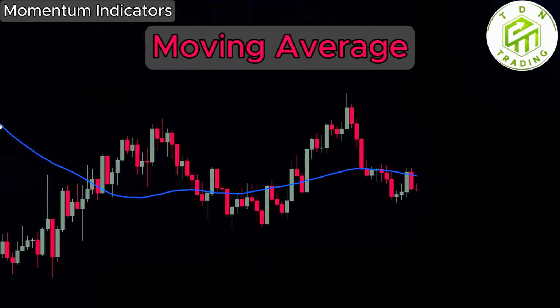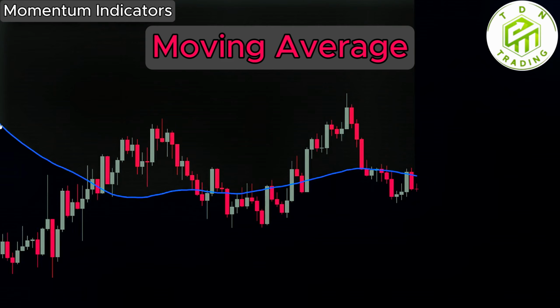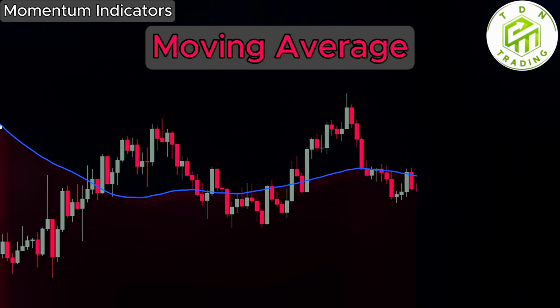Moving averages. Price being above the moving average signals a bullish trend, and price being below signals a bearish trend.